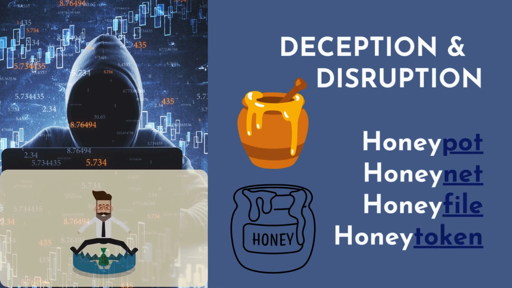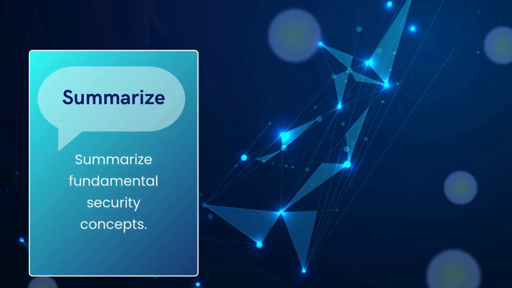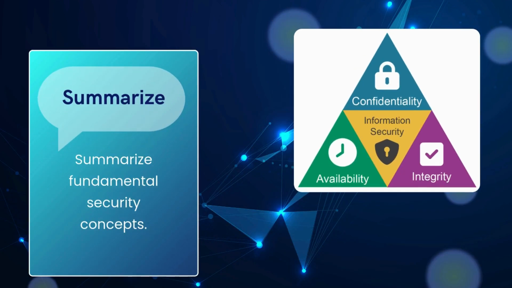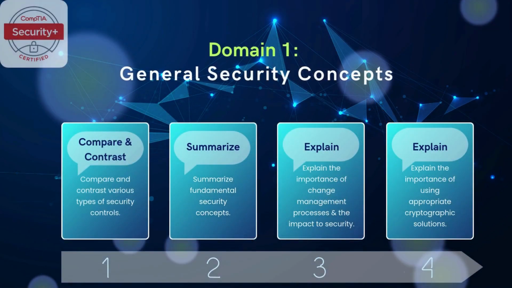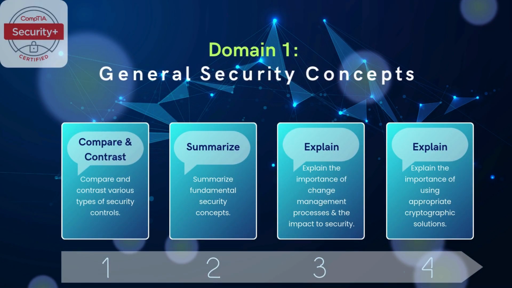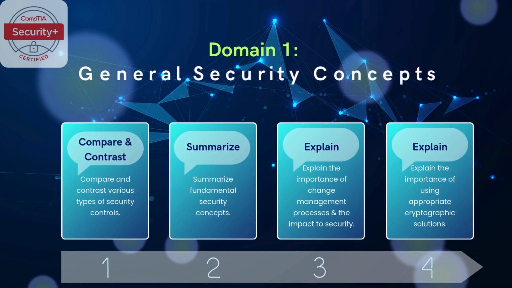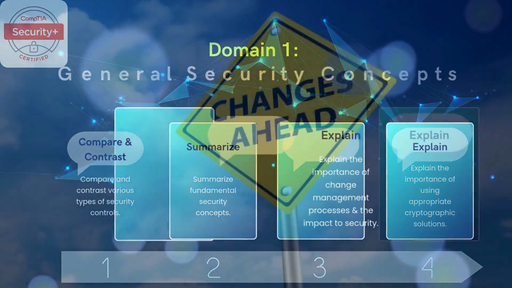Honey tokens are also available, which are just fictitious data or credentials placed as a trap to actually detect unauthorized access. That wraps it up for Objective 1.2. The next chapter is 1.3, which is going to explain the importance of change management process and their impact to security.